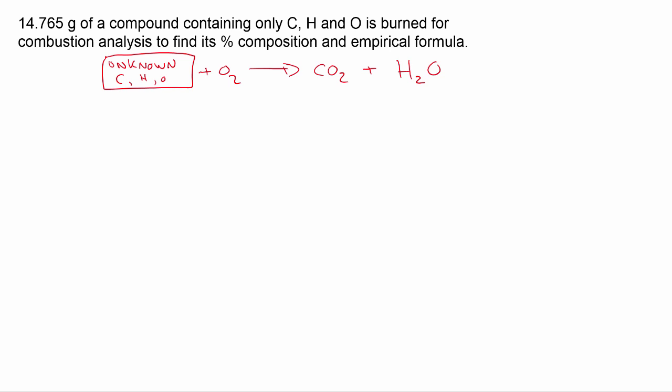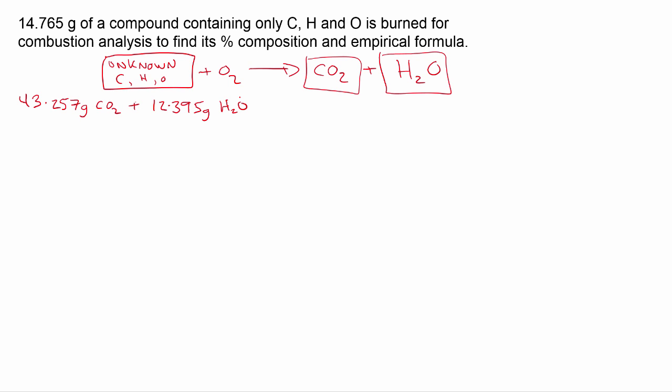So we're going to put this in a specialized apparatus, and we're going to collect the carbon dioxide, and we're going to collect the water. And if we measure those two products, then we should be able to calculate the percent composition and the empirical formula for our unknown compound. So I'm going to walk you through a few steps here. Let's start with step number 1, which is basically doing the experiment.